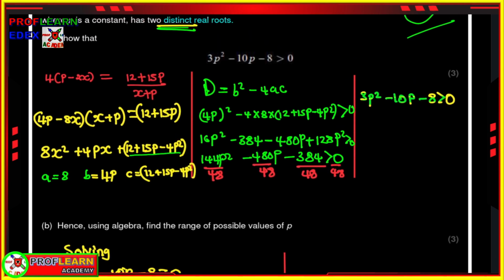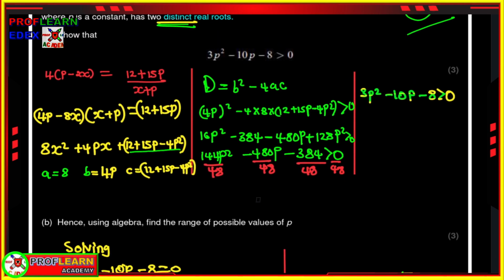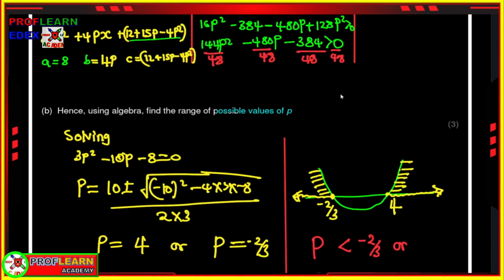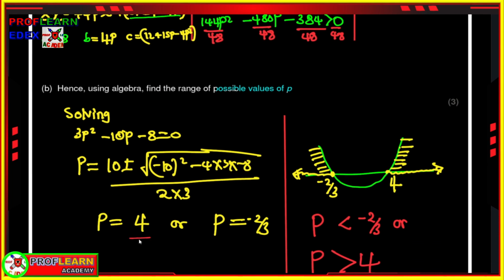The next thing that they are telling us is to find the range of possible values of p. So you are going to solve this quadratic inequality. And remember, to solve this quadratic inequality, you first treat it as an equal sign, so that you get the values of p. Then you are going to sketch that on a number line.